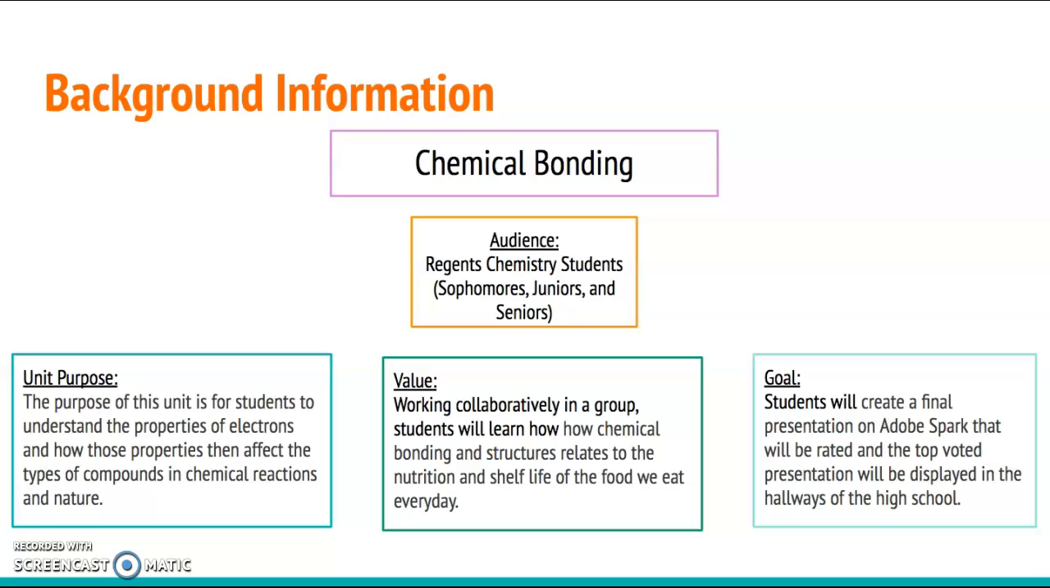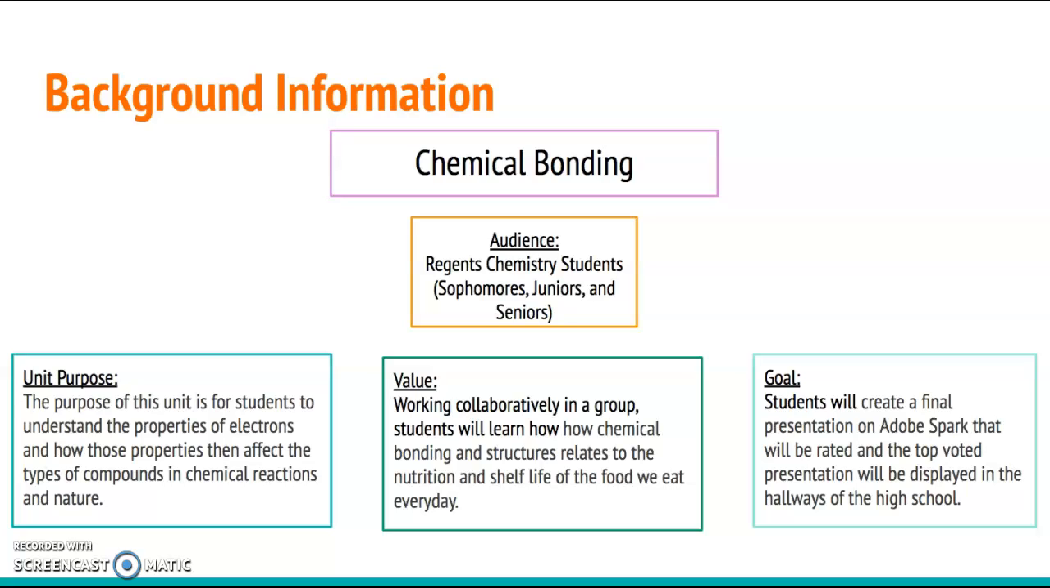The purpose of this unit is for students to understand the properties of electrons and how those properties then affect the types of compounds in chemical reactions and in nature. The value of this unit as a whole, as well as the chemistry in our foods project that they will complete at the end of the unit, is that students will work collaboratively in a group and learn how chemical bonding and structures relate to the nutrition and shelf life of the food that we eat every day.